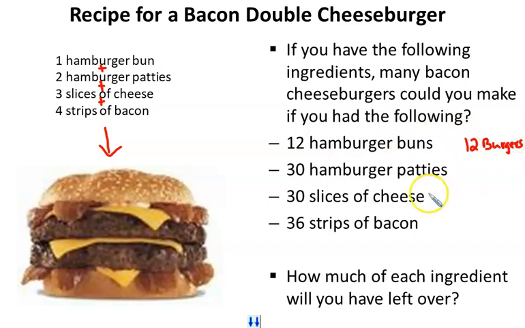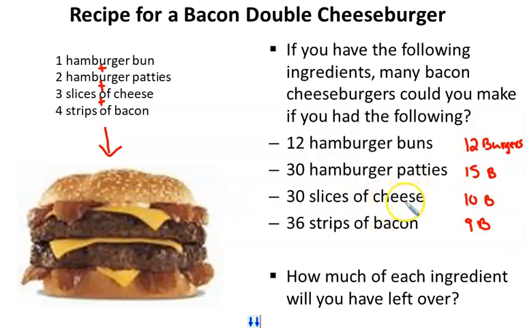I'm not going to write burgers every time. And with the 30 patties, because it takes 2 patties per, I can make 15 burgers. I'll just put B. With the 30 slices of cheese divided by 3, I can make 10 burgers. And then with the 36 strips of bacon divided by 4, I can make 9 burgers. So I figured out how much product each one could make.